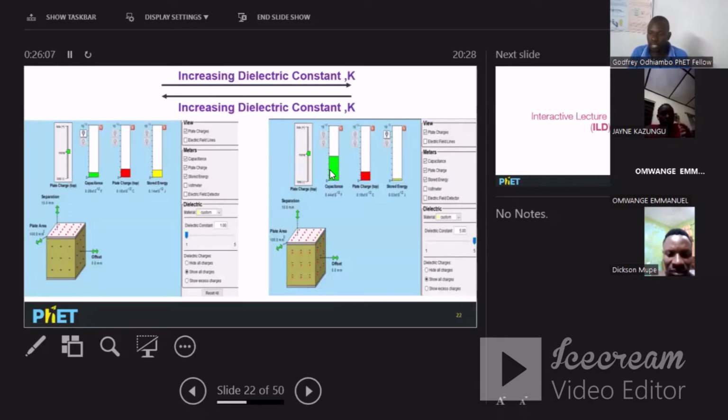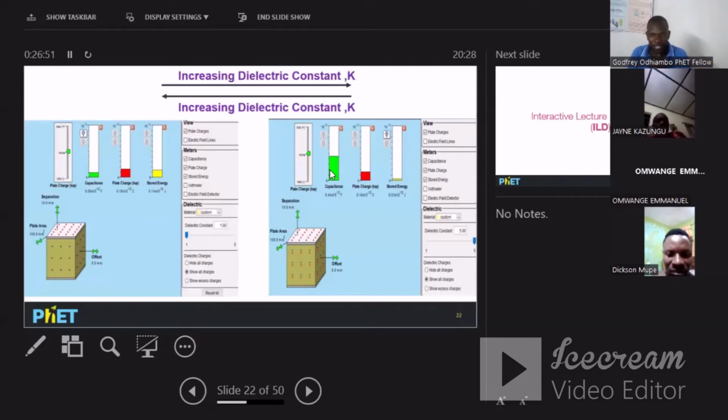So on the left side, the dielectric is at minimum, the dielectric constant K is 1. On the right side, the dielectric constant is 5, that is increasing. And the capacitance on the left side is 0.09 times 10 power negative 12. On the right side is 0.44. So the student is able to differentiate between the two and have some knowledge at the end of that part. So in this situation, the student is not given permission or an opportunity to use the simulation.